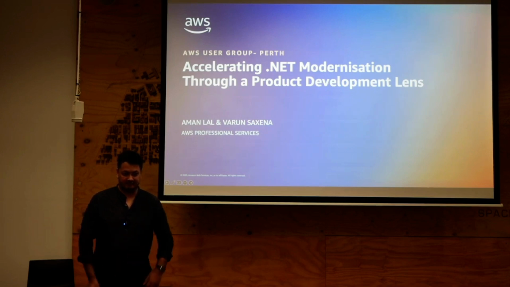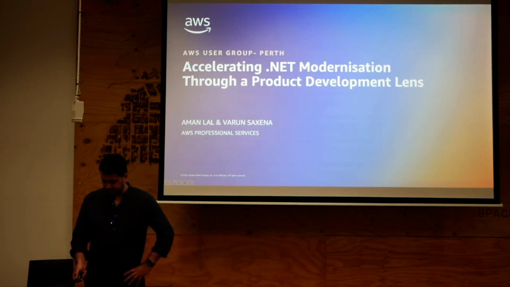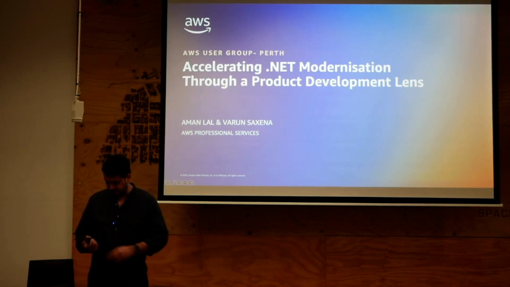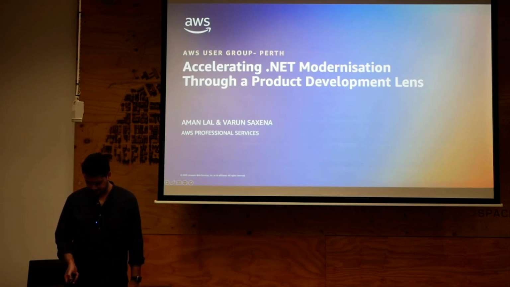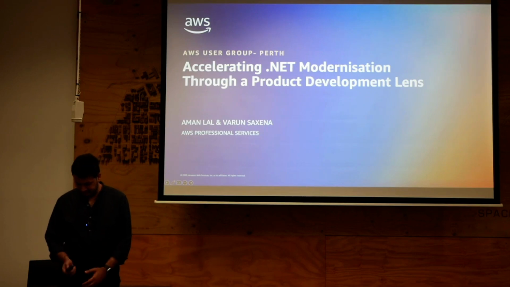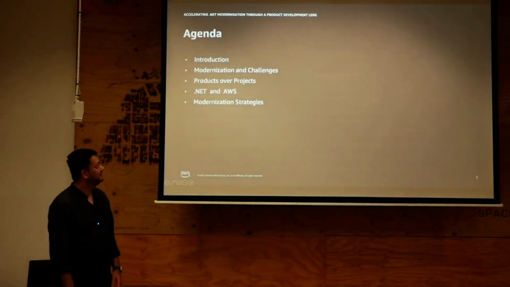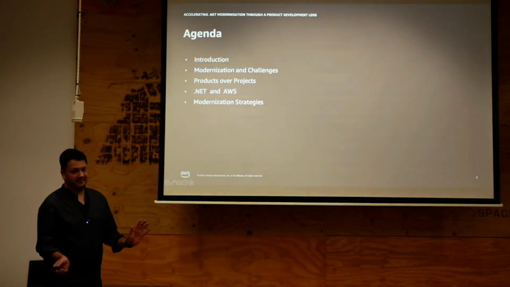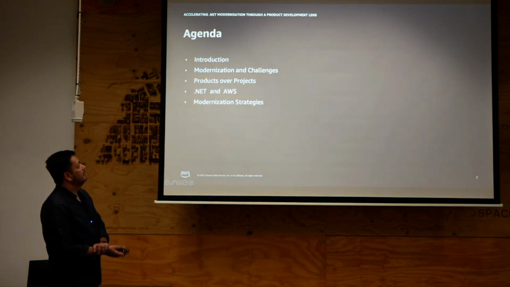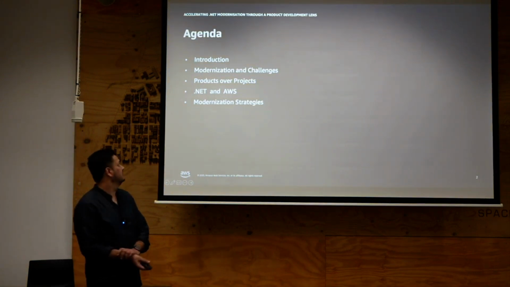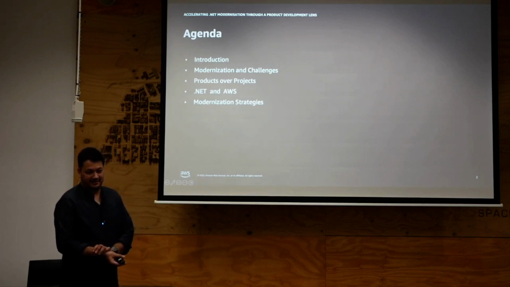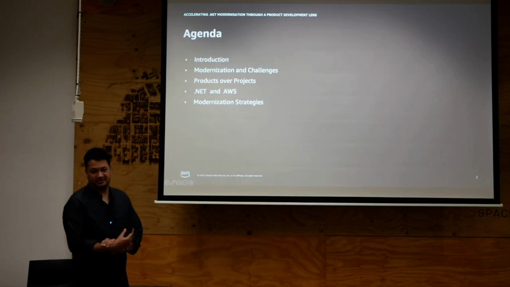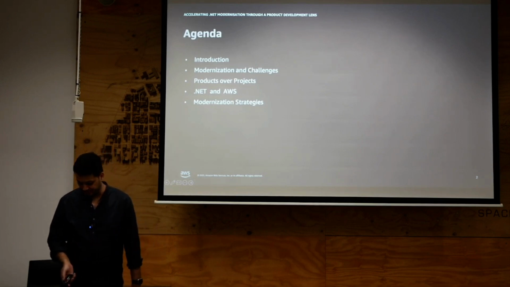All right, so let's see if this is working. Maybe not. It is. All right, our agenda is pretty straightforward. We'll talk about modernization, the challenges that we have, products over projects, .NET and AWS, somebody talked about it, so we'll see what our relationship is with .NET, and modernization strategies. That's our agenda for today.